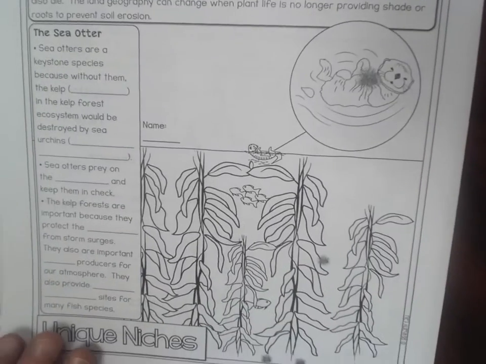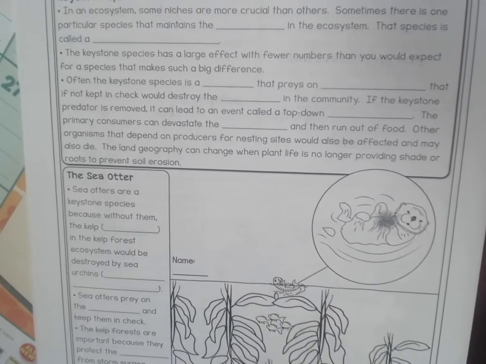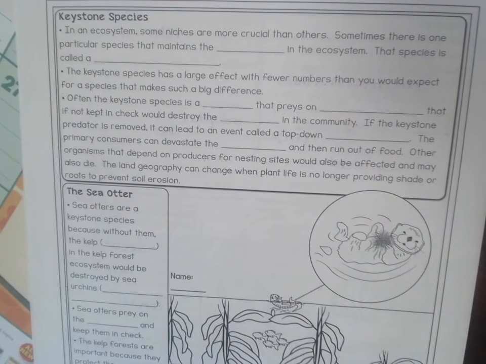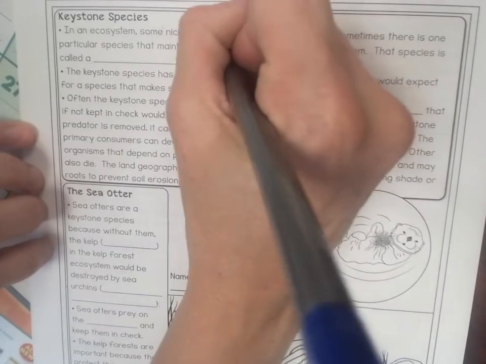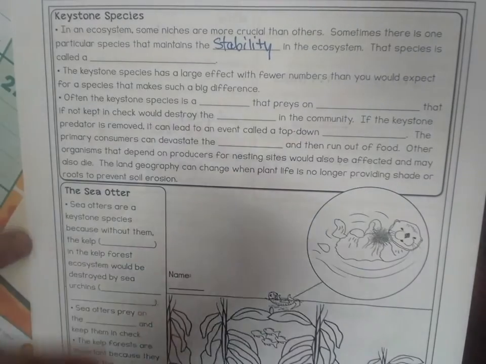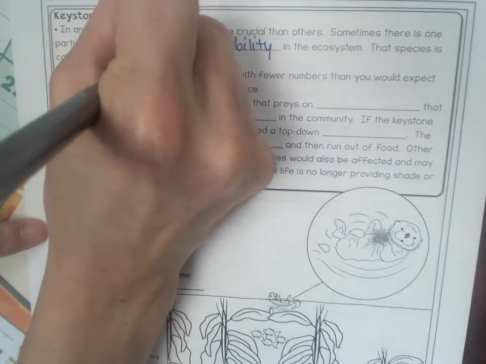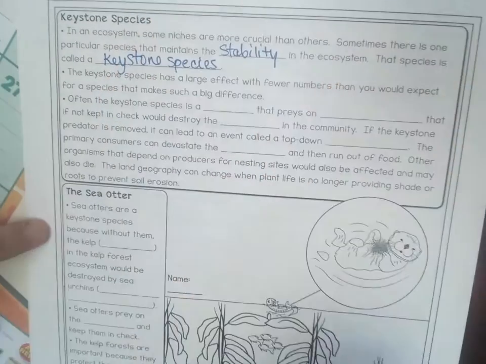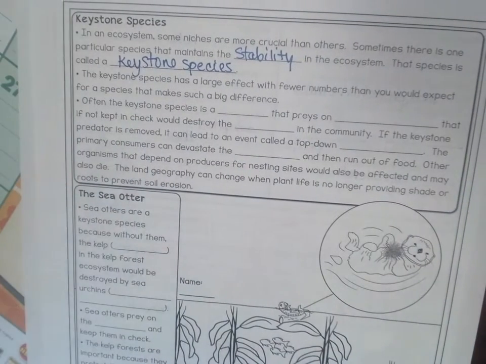Okay, flip the page. On the back, we have something called a keystone species. In an ecosystem, some niches are more crucial than others. Sometimes there is one particular species that helps maintain the stability in the ecosystem. That species is called a keystone species. The keystone species has a large effect with fewer numbers than you would expect for a species that makes such a big difference. So it doesn't necessarily have to have a very large population, but it has a very large role within that ecosystem.